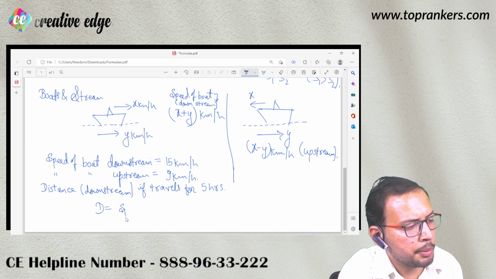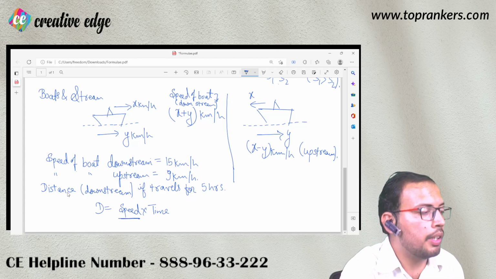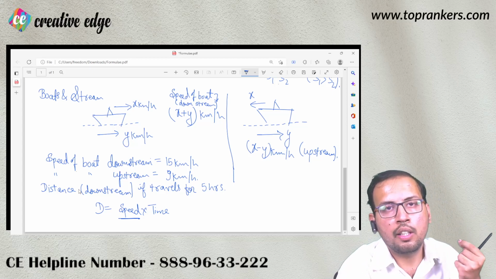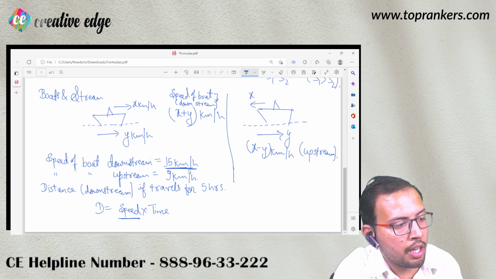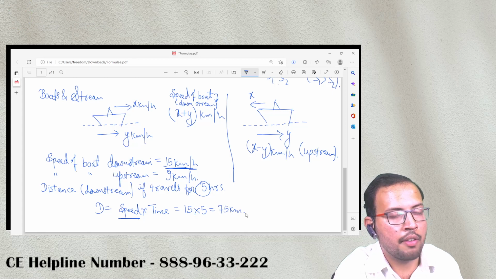है? Speed into time. Distance is speed into time. Speed आपकी कितनी? Speed आपको कौन सा है? You have to find out that distance when your boat is traveling downstream. So speed कौन सी लेंगे? 15 किलोमीटर पर आवर आप ले रहे होंगे. 15 और टाइम आपको कितना दिया है? 5. 75 kilometer you are going to travel in 5 hours.